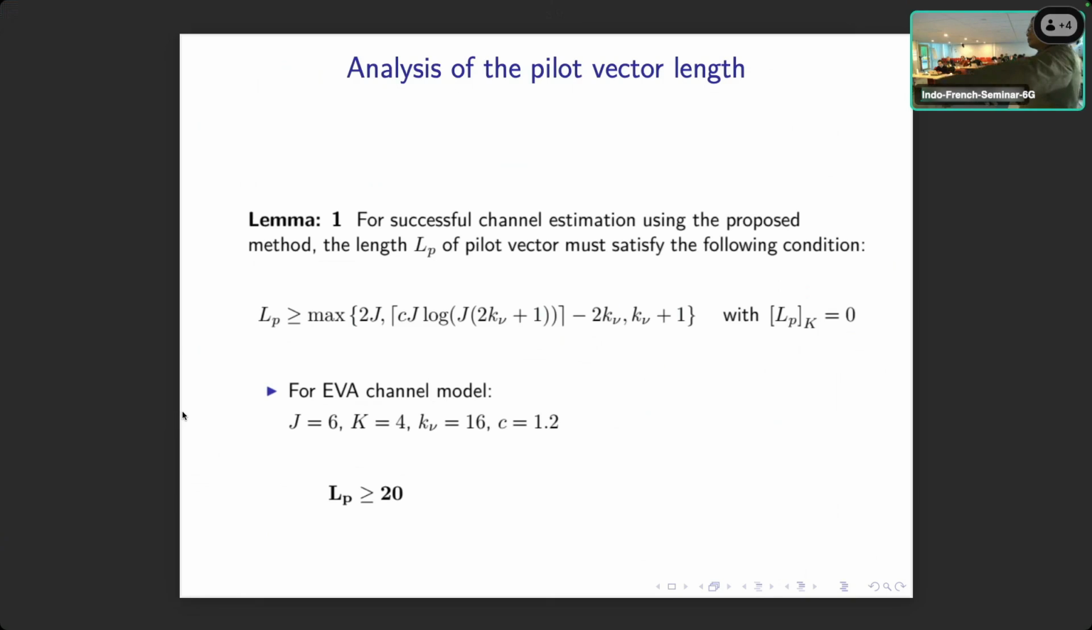Okay. We also found out what should be the minimum length of the pilot vector for this particular channel. Okay, these are some numerical values for the EVA channel model. When these are the parameters, this length of the pilot vector must be 20. Okay, this is done using some analysis. We have also found out the Cramer-Rao lower bound, but I decided not to keep it in the slide.